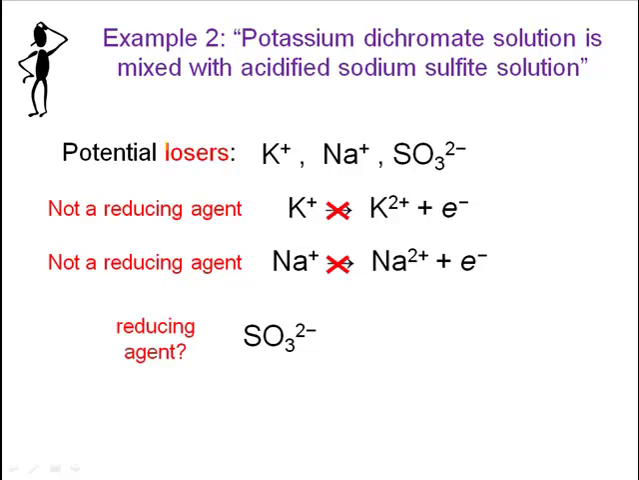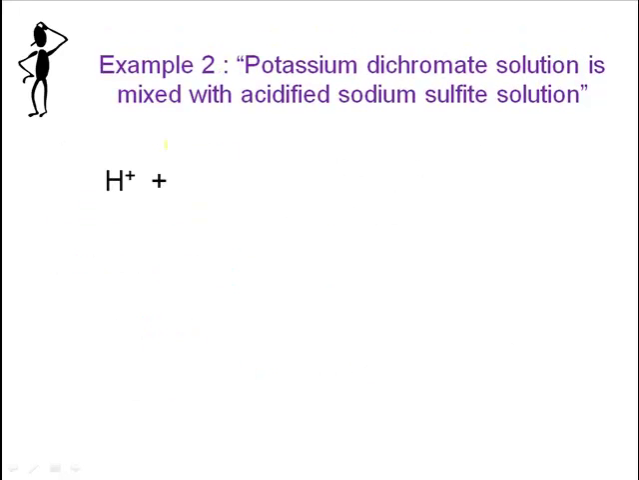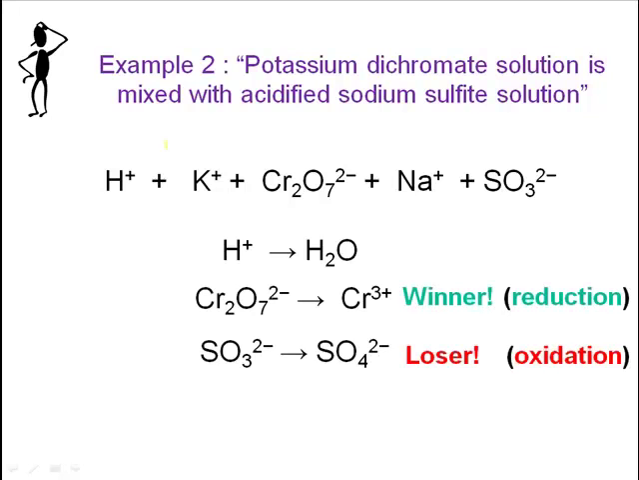Is it a reducing agent? So if it's a reducing agent, that means its oxidation number has to do what? Go up. Very good. Because it's a reducing agent, it is being oxidized. Its oxidation number is going up. So, is this a possible option, SO4 2 minus? Absolutely, this number is going up. So, once you've got your winner and once you've got your loser, now what do you get to do?